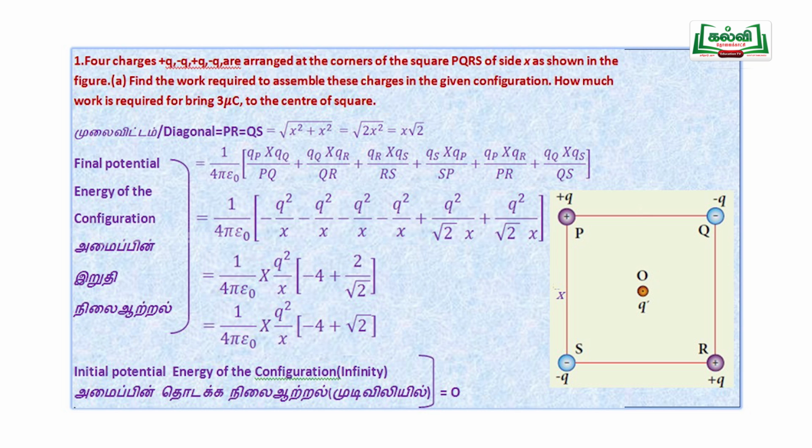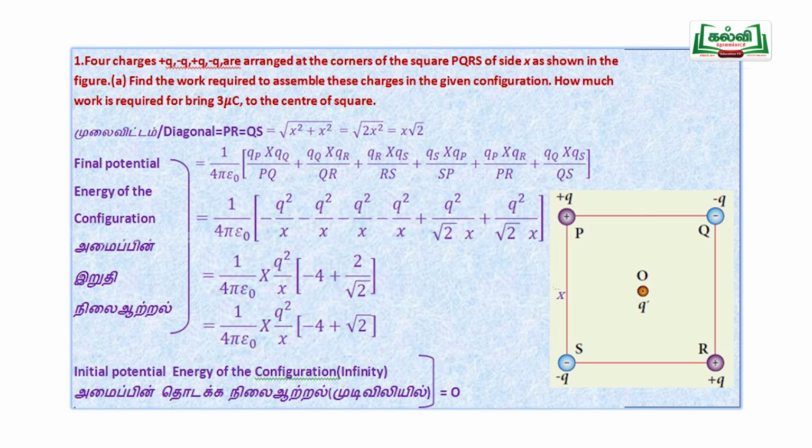So in this manner you substitute for everything. In the last two terms, QP into QR is nothing but Q into Q squared by the distance root 2x, plus QQ into QS. What is QQ? Minus Q. What is QS? Minus Q. Minus Q into minus Q is nothing but Q square, so divided by root 2x.